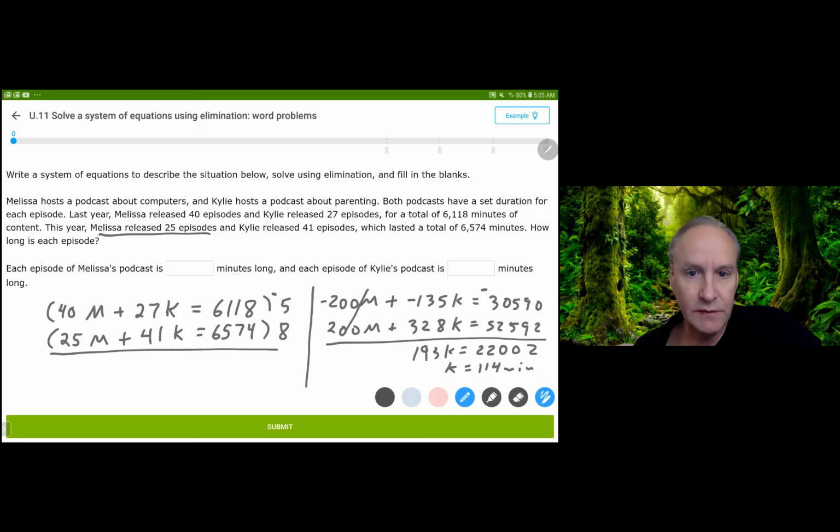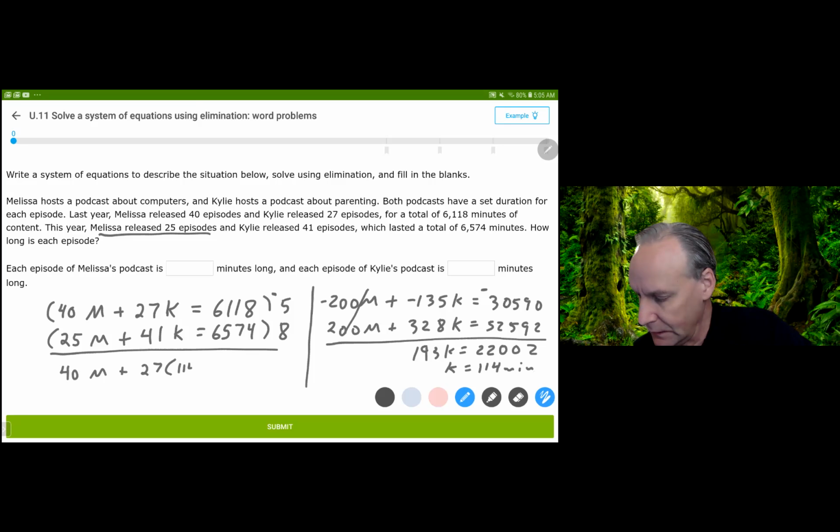And now we have to substitute the 114 into any of these equations. It really doesn't matter which one you put it in. I'll just use the top one, doesn't matter. So 40m plus 27 times the 114 is equal to the 6118. And of course, I'm going to go ahead and take 27 times 114, and I'm going to subtract that from the 6118, and then divide by the 40, and I get 76. So I did all the work on the calculator. So m is equal to 76 minutes.